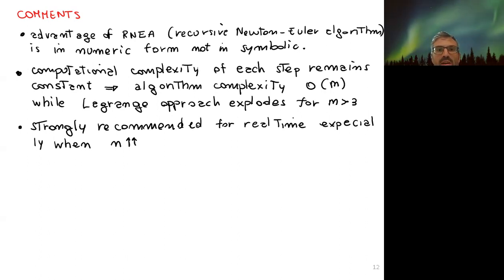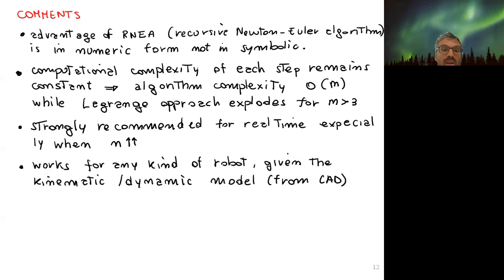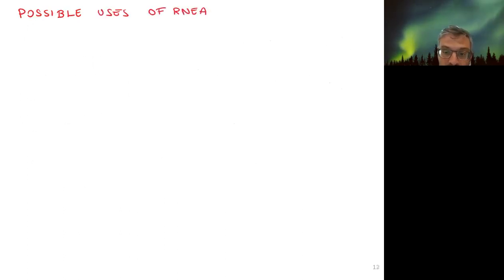So the Newton-Euler is recommended, especially for real-time applications or whenever you have a big number of joints, and it works, of course, for any kind of robot, given the kinematic and dynamic quantities. This is the model that you can extract. You saw it from the CAD last lecture, or from identification procedures.